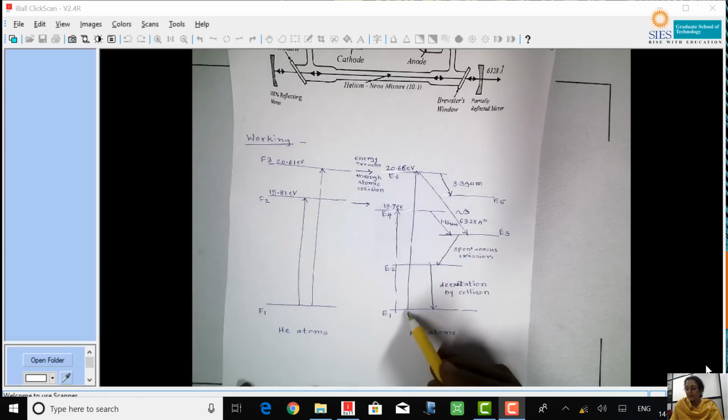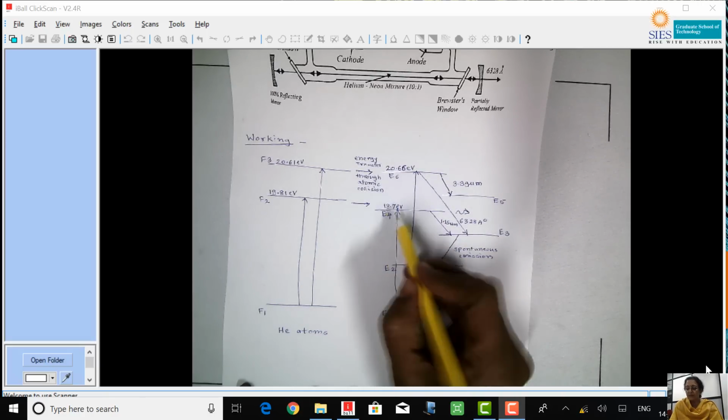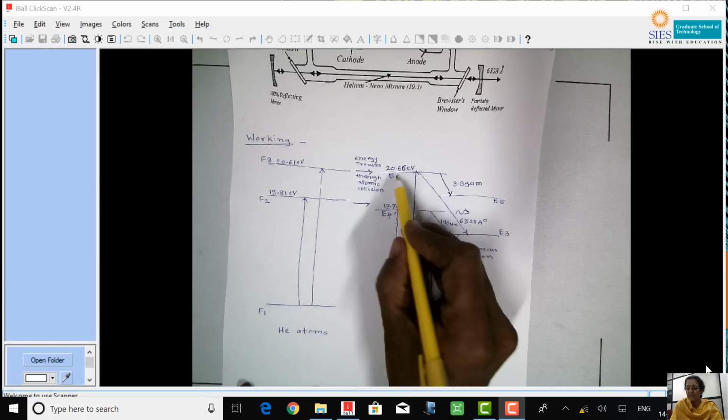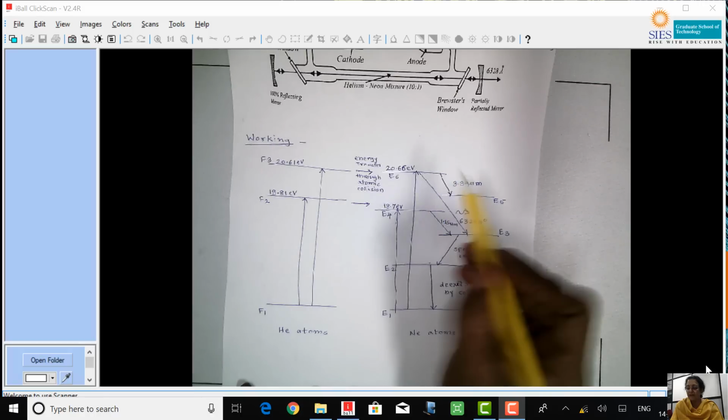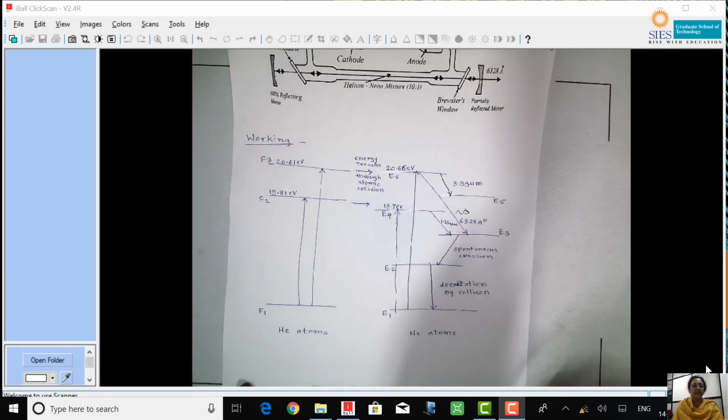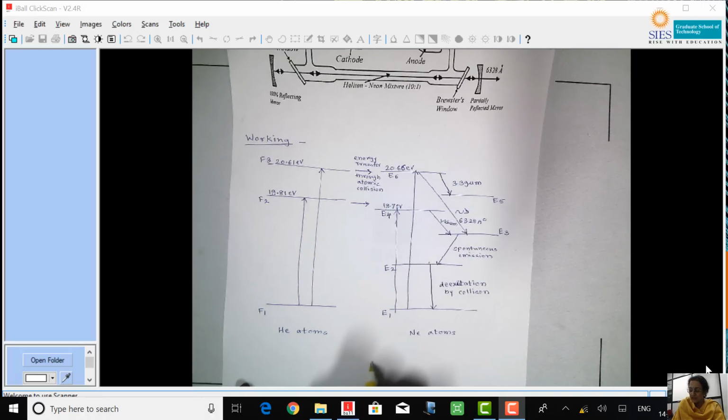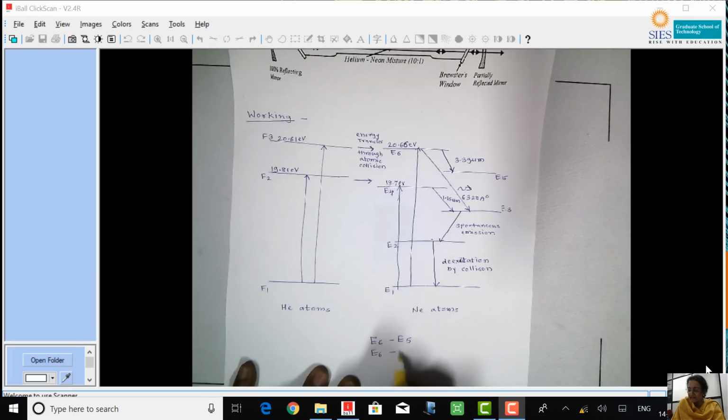Now neon atoms, once they get excited to energy level E4 and E6, both are metastable states, and then population inversion takes place between three pairs of energy levels. One is between E6 and E5, second pair of energy levels is E6 and E3, and third pair of energy levels is E4 and E3.